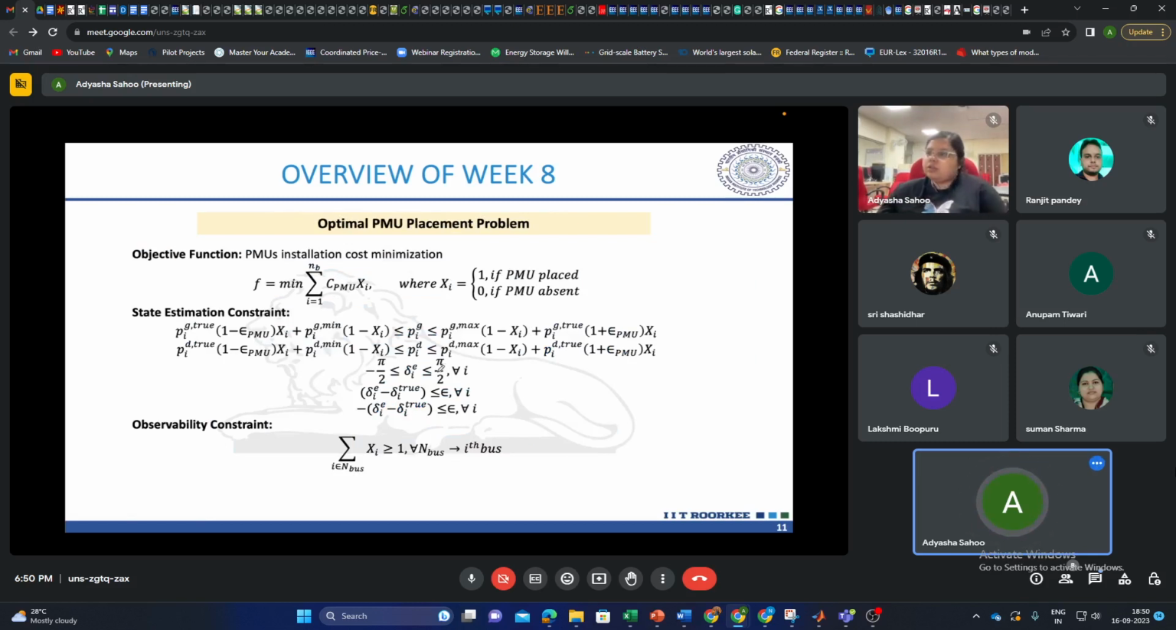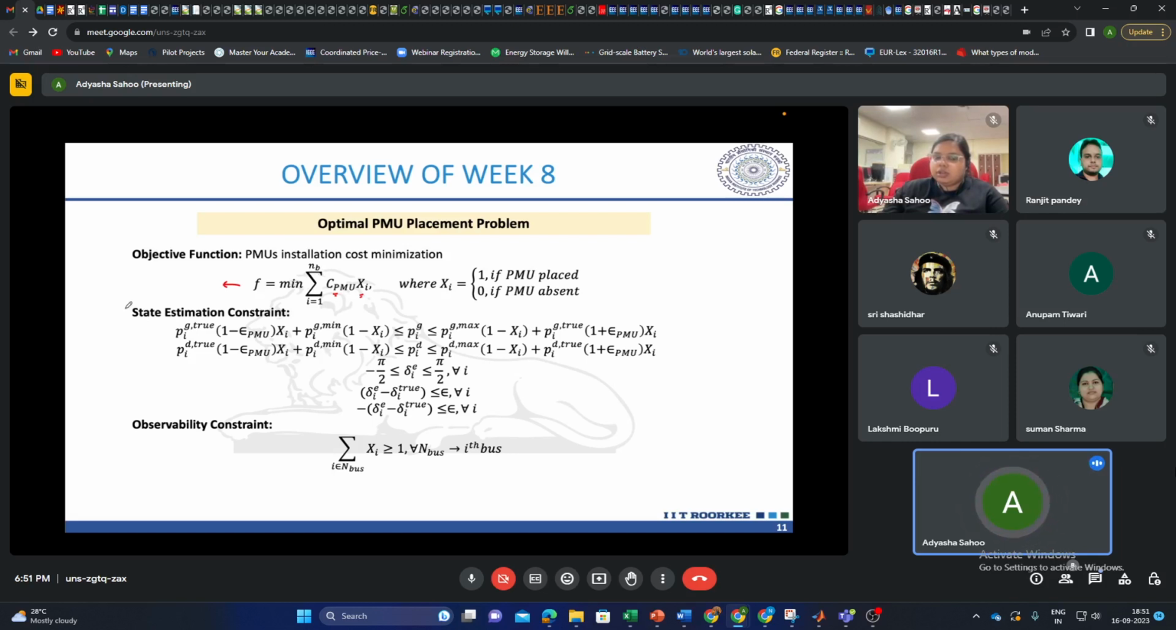So then we have this optimal PMU placement problem considering the solution of the DCOPF. We'll see here how we are incorporating the solution of the DCOPF. So here it is a cost minimization problem. This is the CPMU cost. X is the binary variable representing whether a PMU is present or absent. If this binary variable is 1, then you'll have the installation cost CPMU. If the PMU is absent, then X will be 0 for that bus, and basically the cost will be 0.